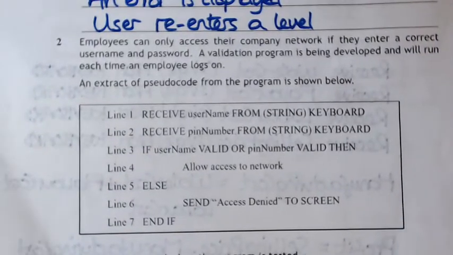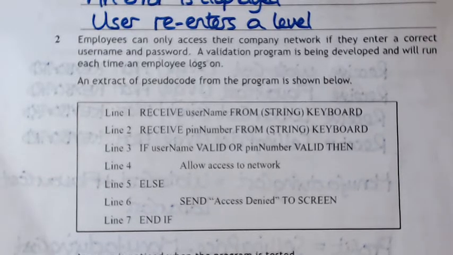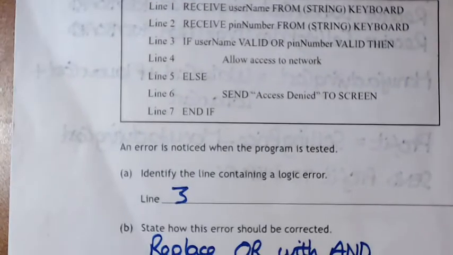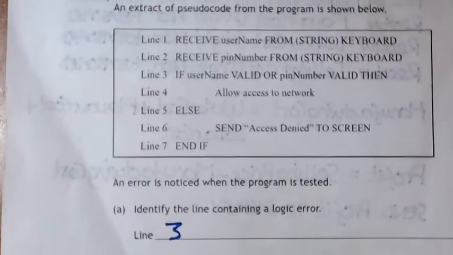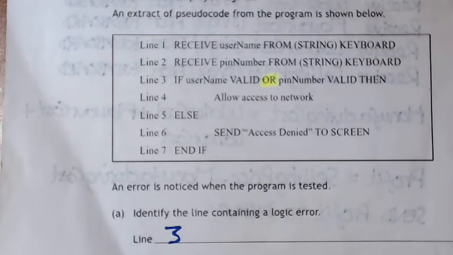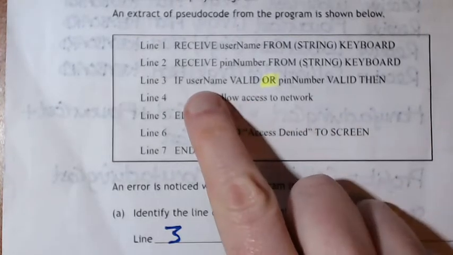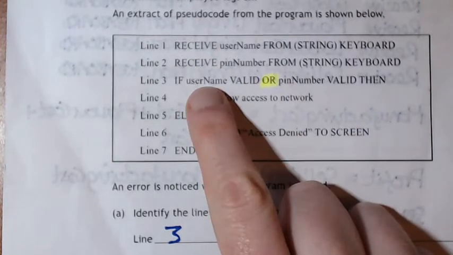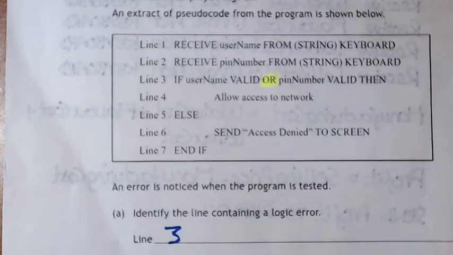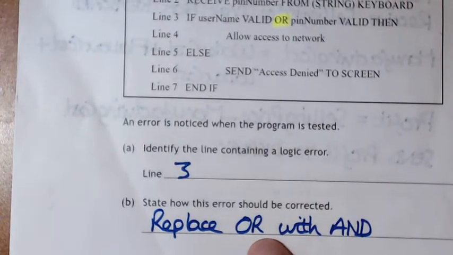Next thing we have here is essentially it wants a PIN number and a username to allow you to access the network. So think about your username and password you use. And it's just saying that there's a wee problem in this code. Okay, now when they talk about logic errors, this is where your eyes should hopefully be drawn into this line. So that's line 3, because logic is when you're talking about ands and ors and nots. So that's where line 3 is, because what it has just now is it's just basically saying if your username's valid or your PIN number's valid, we want them both to be valid to allow access to the network. So all you need to do is replace or with and.